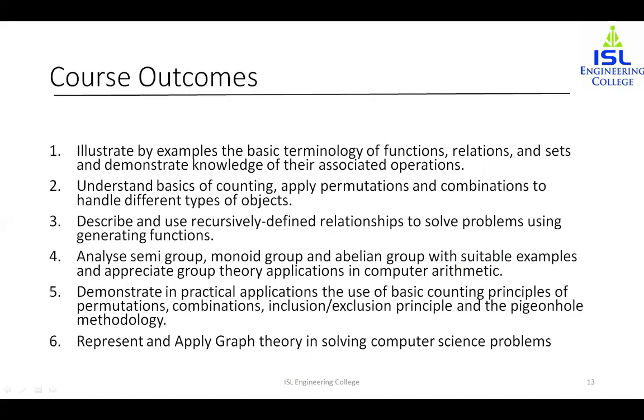Next, course outcomes. At the end of this course, what are the things that you will learn? As I have said earlier, you will study functions, relations, and sets, and then understand the basics of counting, permutation, and combination, which is an important part of MFIT. The next thing is recursion. Already in C programming, you have studied something known as recursive functions.